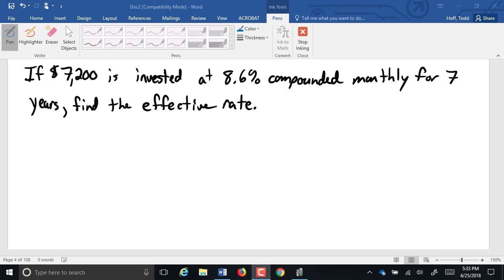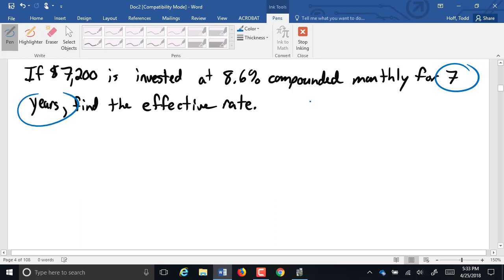So we're asked to find the effective rate here. Now, the most common mistake that's going to be made on this problem is right at the start. Remember, the rules for finding effective rate. If it's less than 1 year, what do we use for the time? If it's less than 1 year, we use the actual time. If it's more than 1 year, we use 1 year. This is 7 years, so that means we're going to use 1 year as our time.